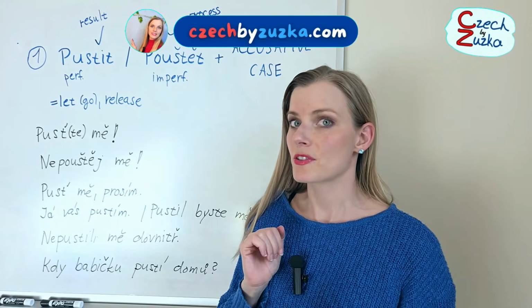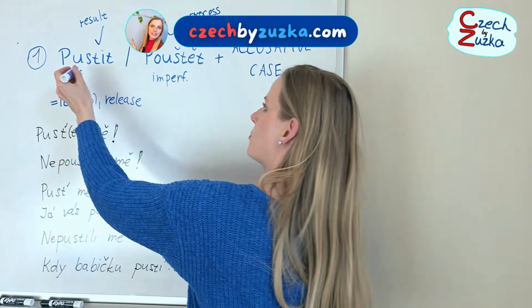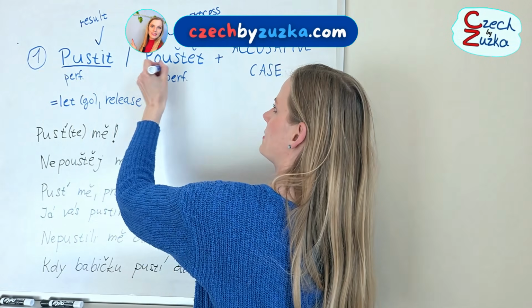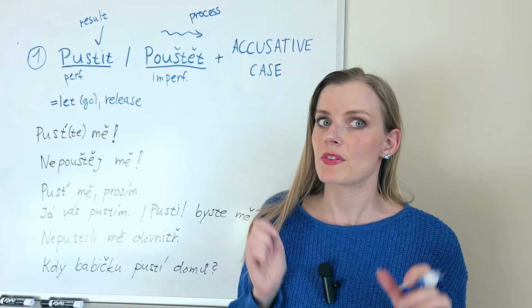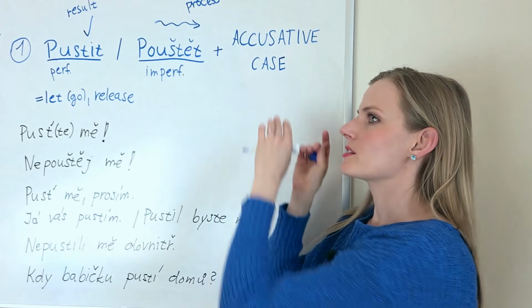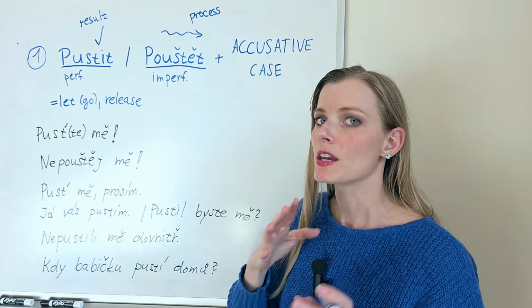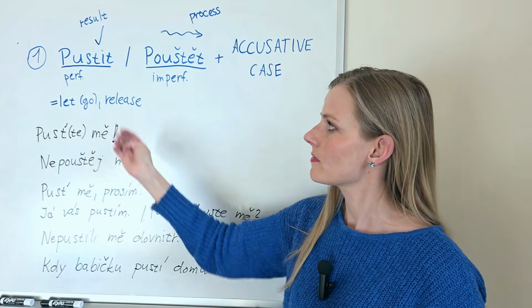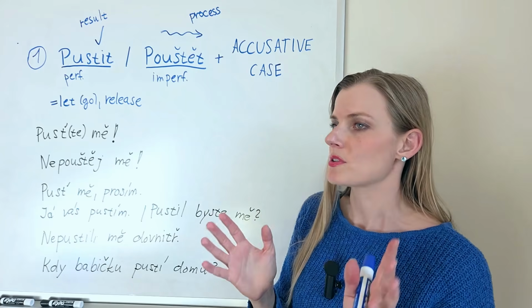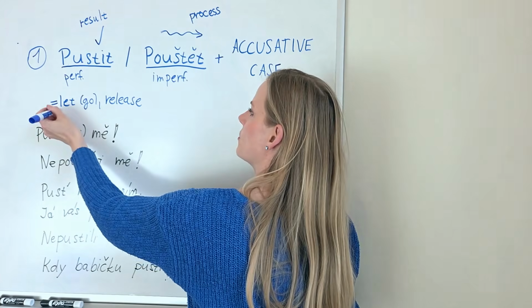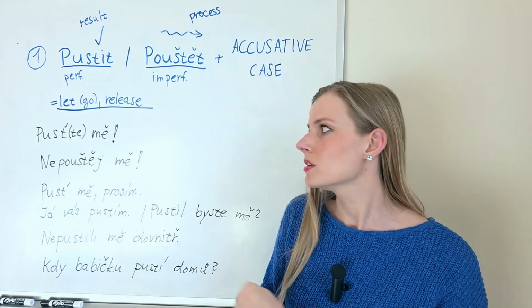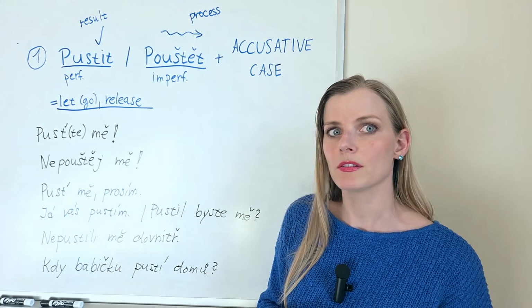Let's look at the first pattern, where we use pustit or pouštět with the accusative case. The accusative case works as an object. In constructions like these, the verbs can be translated as let go, let someone go, or release someone or something.